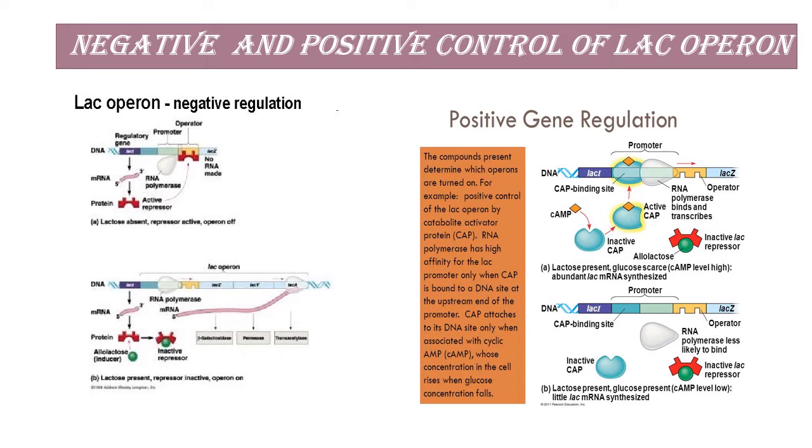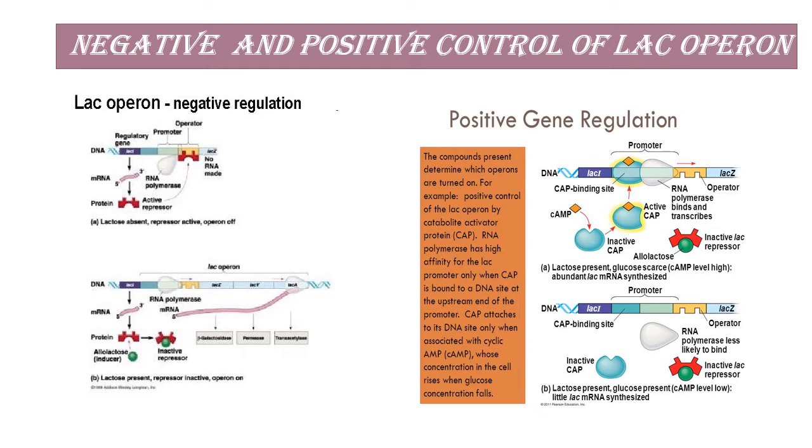When a small amount of lactose is present, the lac repressor binds it, causing dissociation from the operator, thus freeing the operon for gene expression. Substrates that cause repressors to dissociate from their operators are called inducers, and the genes that are regulated by such repressors are called inducible genes. And this is the diagram: lactose present, repressor inactive, and operon is on.